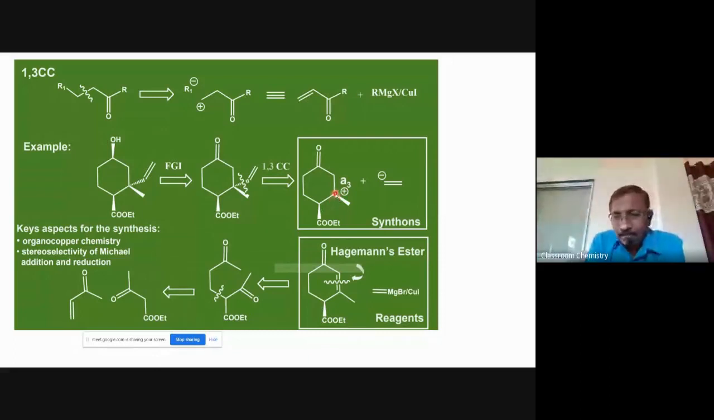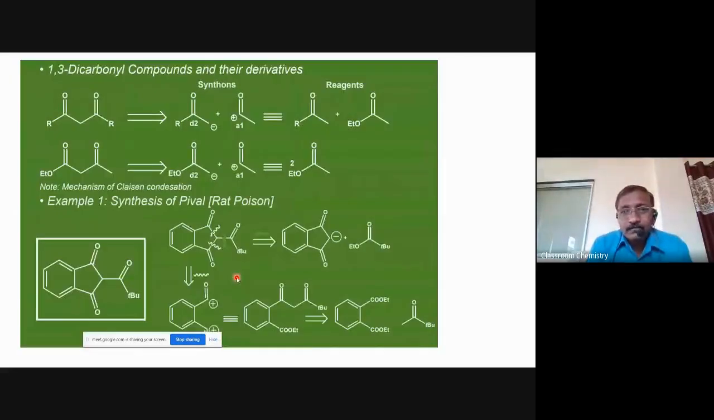Okay, and when we form double bond over here, we have to disconnect this, and then we get corresponding opening of this cyclohexane ring, and we obtain corresponding ethyl acetate and corresponding alpha beta unsaturated ketone. So when we carry out such a reaction, we can get the product.